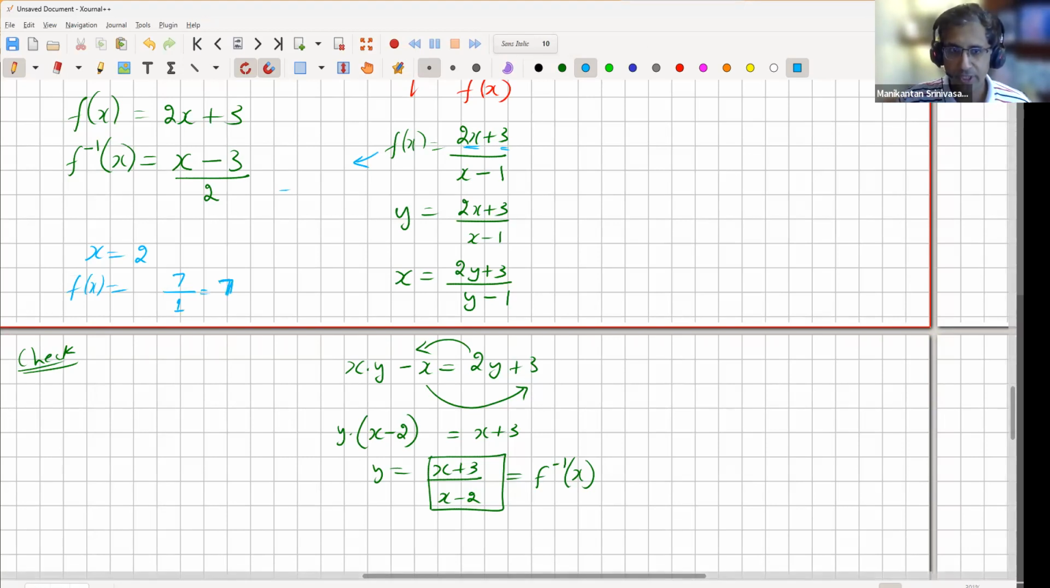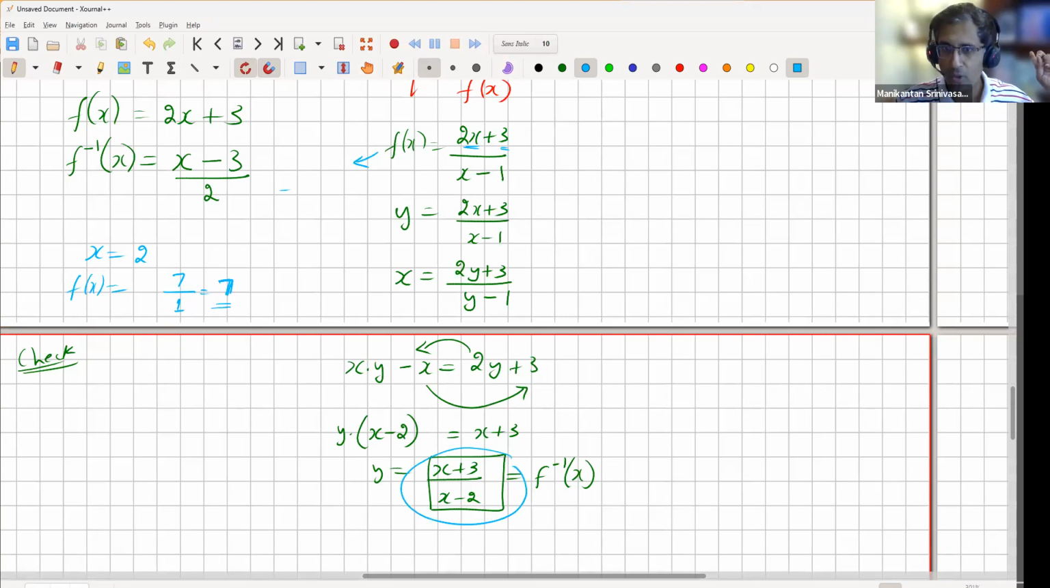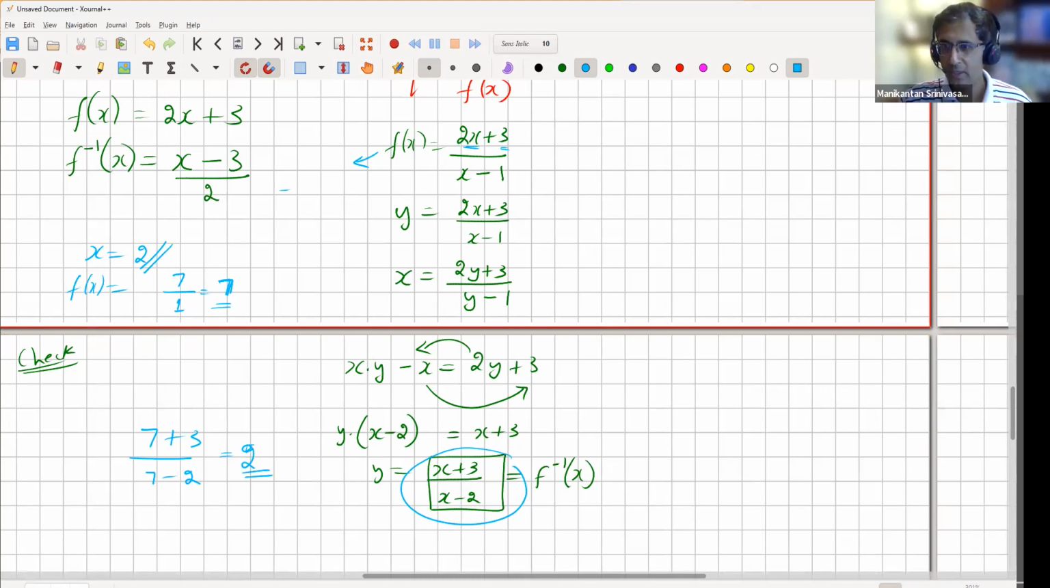Now, the way I want to check is, suppose I feed 7 into the f inverse of x. I must get back my original input, which is 2. Do I get that? Let's see: (7 plus 3) by (7 minus 2), because it's (x plus 3) by (x minus 2), which is 10 by 5, which is 2, exactly the input I started with. So it passes that check. Of course, you have to try this for infinite values of x to be sure you're right. But as a simple check, if one or two values tally, then we are good. Makes sense.